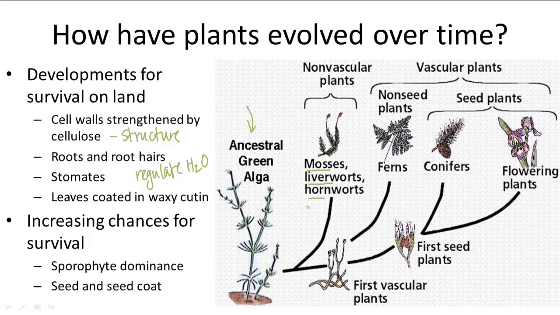And in the most advanced plants, the flowering plants, the flower is just really another evolutionary mechanism for attracting pollinators, and the fruit attracts animals which eat the fruit and poop out the seed, helping with seed dispersion. So over time, you can see how plants have evolved from the ancestral green algae to the most complex flowering plants.